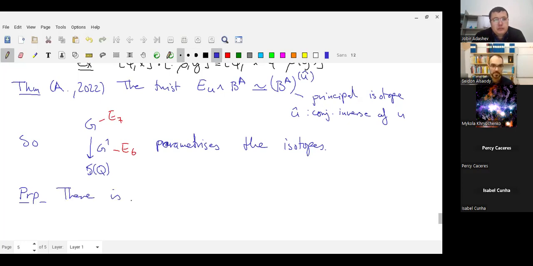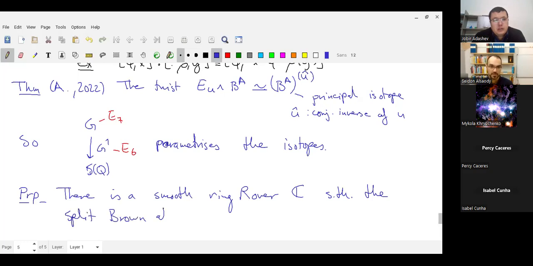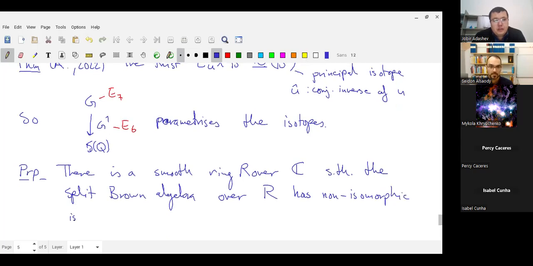So there is a smooth ring over the complex numbers, so a nice enough ring over the complex numbers, such that the split Brown algebra, the one obtained from the split algebra, over this ring R, has non-isomorphic isotopes. And this is something that would be very hard to try to conclude without doing it concretely.